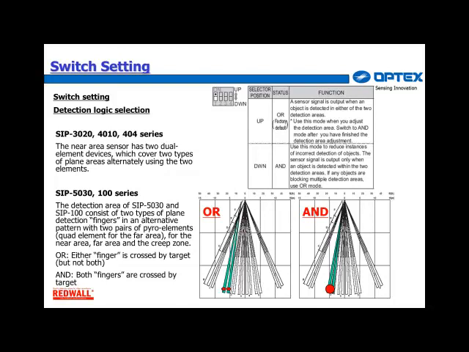The next switch is very important, the detection logic selection switch. Up is the factory default, which is OR mode, and OR mode basically means that either beam of the element pair needs to be crossed to trigger. For AND mode, both need to be crossed together. Let's see that in more detail.